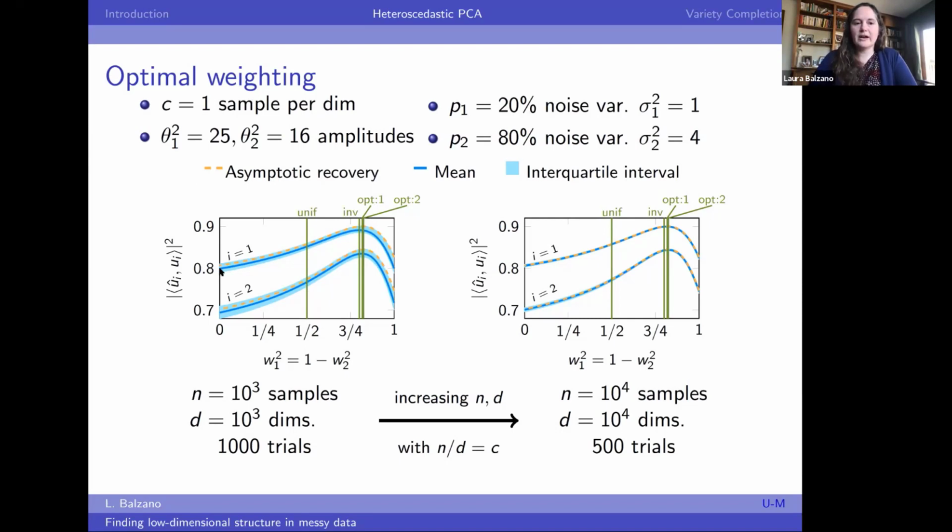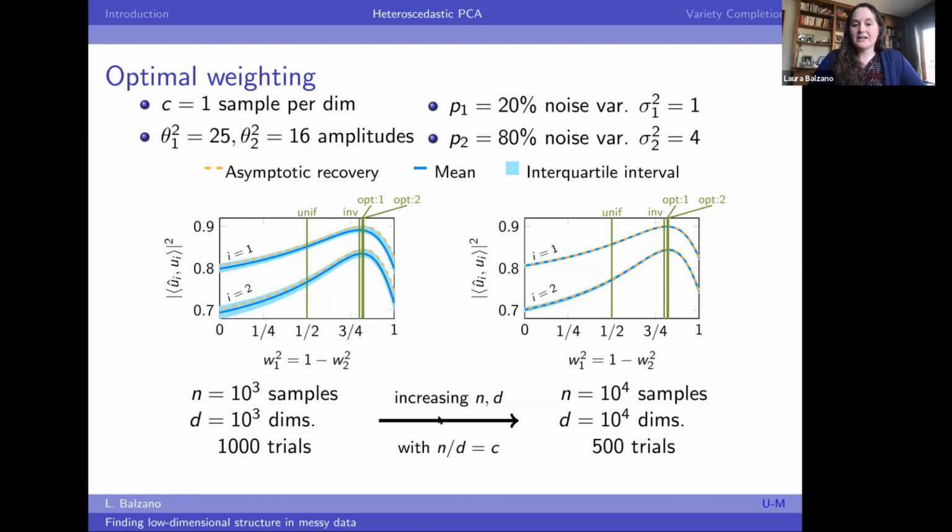The blue ribbon is the interquartile interval, 25 to 75% of all of the synthetic runs, and the heavy blue line is the mean. So you can see that even in this case where we only have 1,000 samples and 1,000 dimensions, it's actually pretty nicely concentrated and follows our asymptotic recovery result nicely.